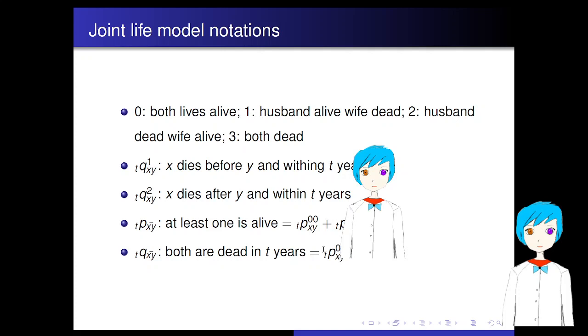t q x y bar is the probability that both are dead in t years, which is the transition probability from 0 to 3, the case when both lives are dead.